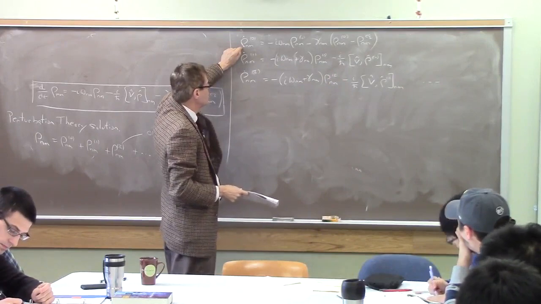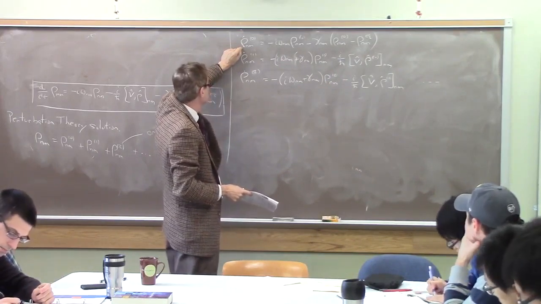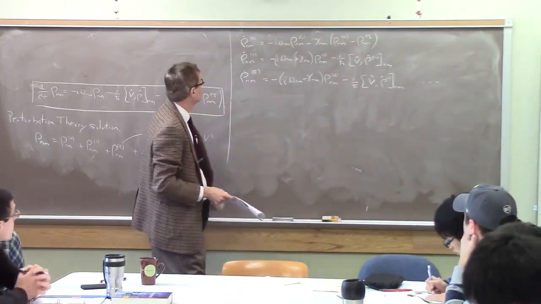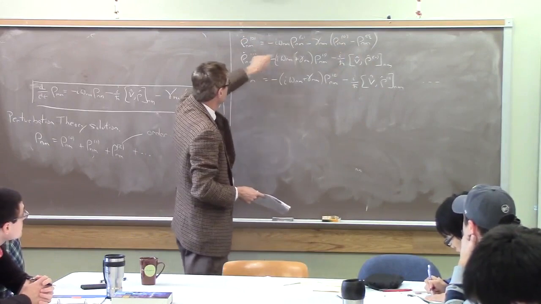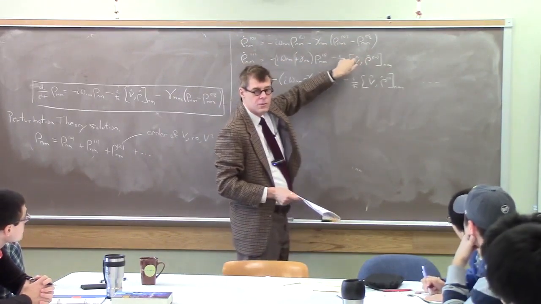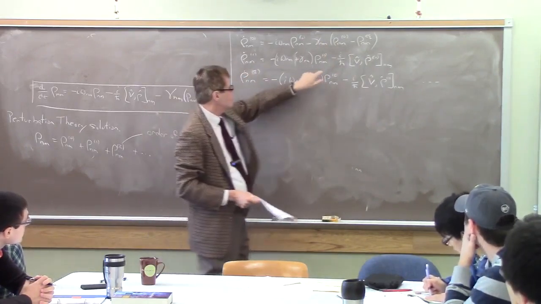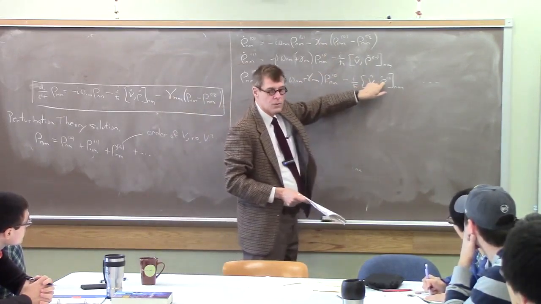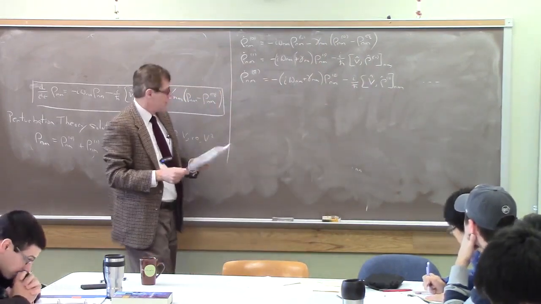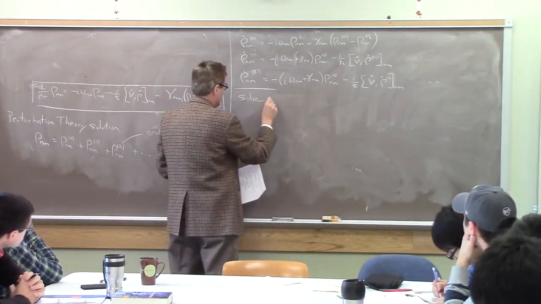So now that I've written it down, it's easy to see by inspection that this is correct. Everything here is of zeroth order. This is first order. This is first order. Rho is to zeroth order, but V is to first order. Everything here should be second order, first order times first order is second order. Okay, so now we solve in sequence.